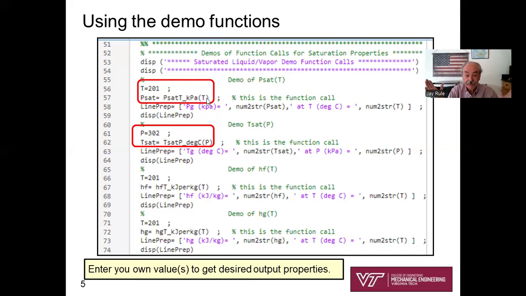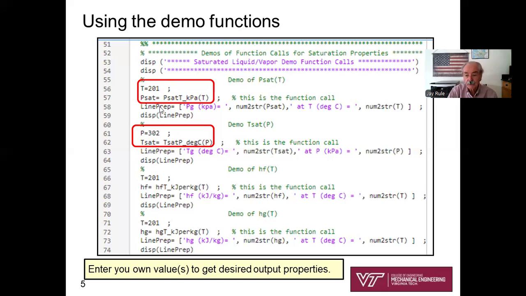Simple as that. That's the function call that looks for saturation pressure. And so notice here that if you went to your temperature table, you wouldn't find 201 tabulated, would you? You'd probably find 200 and 210, and you'd have to interpolate. The nice thing here is MATLAB does the interpolation for you.